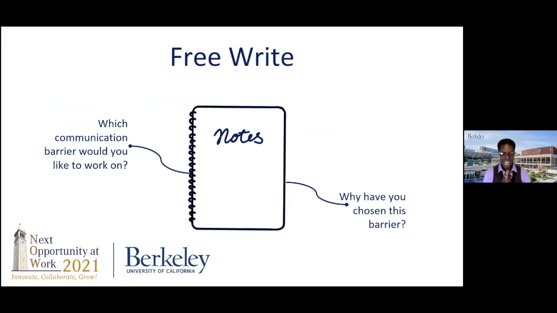So thank you again for hanging in there with me as I talked about some barriers, negative self-talk, and how misunderstandings can happen very easily. So now this is going to be a 5-minute free write because we discussed these communication barriers. So I invite you to just take the next 5 minutes to reflect on these 2 questions. Which communication barrier would you like to work on? And why have you chosen this barrier? And this only needs to be personal to you. And again, I hope you reflect and it helps you move a little bit closer to active communication.